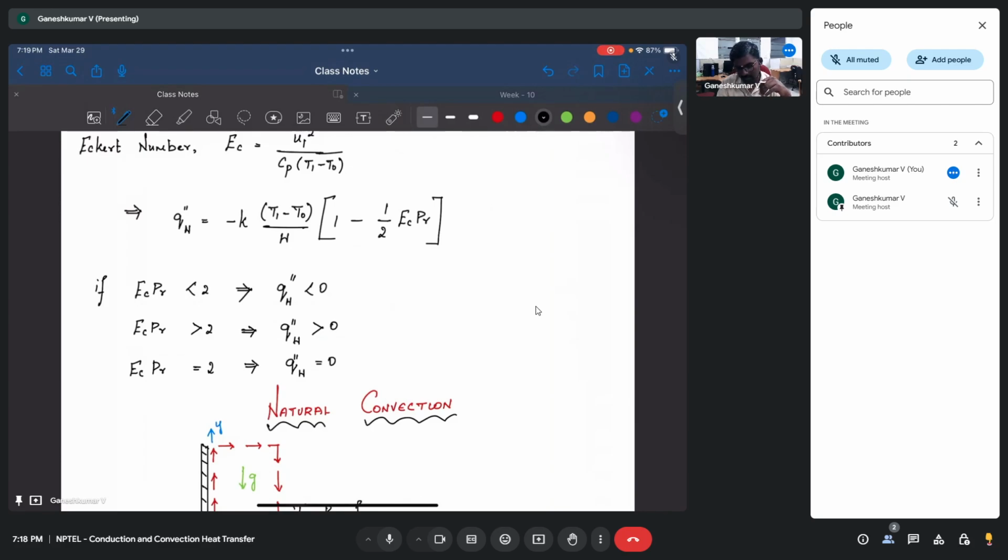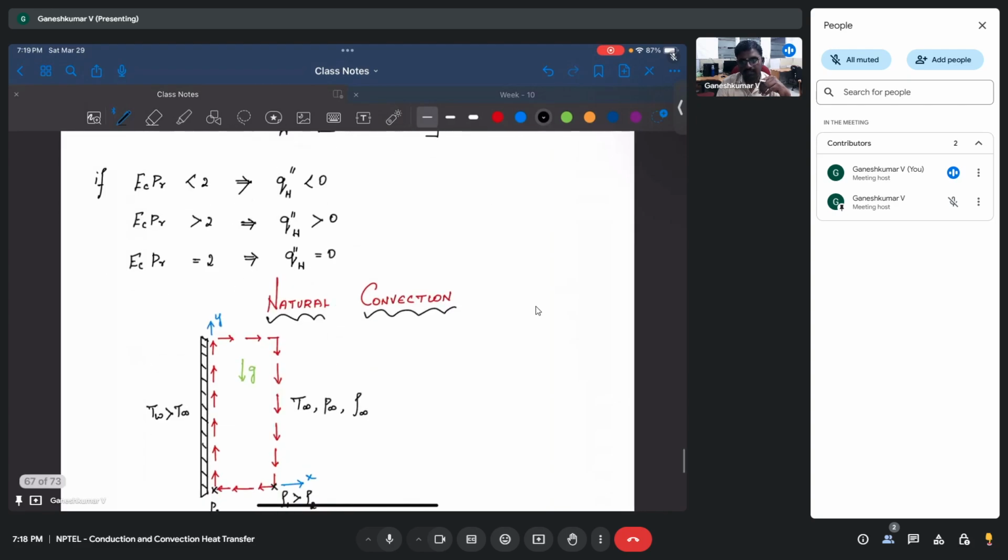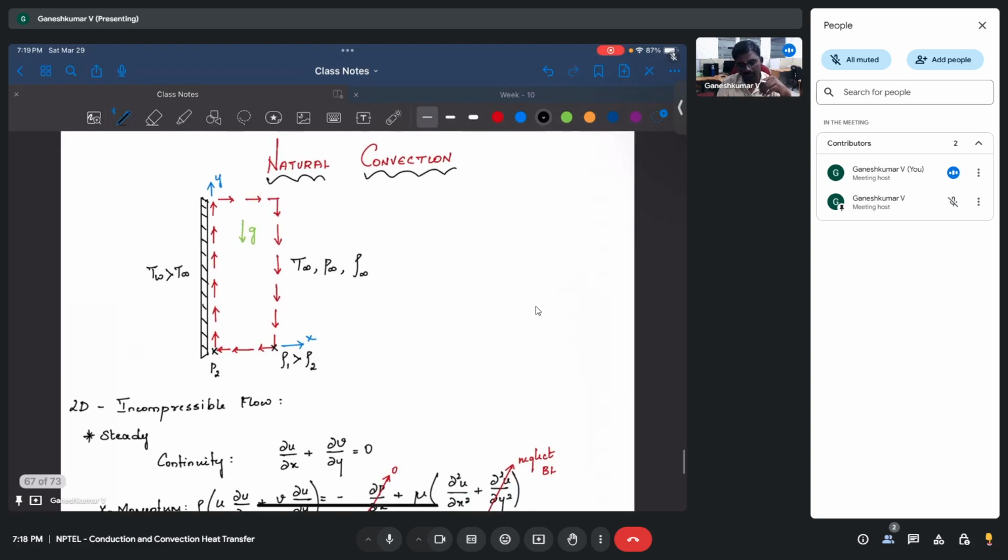So this is what we studied, and then we jumped into natural convection. In natural convection, or free convection, there is no externally applied driving force. That is how it is different from forced convection. In forced convection, we have the fluid moving because of a pressure gradient, and also because of the top plate moving, you have a velocity field generated.